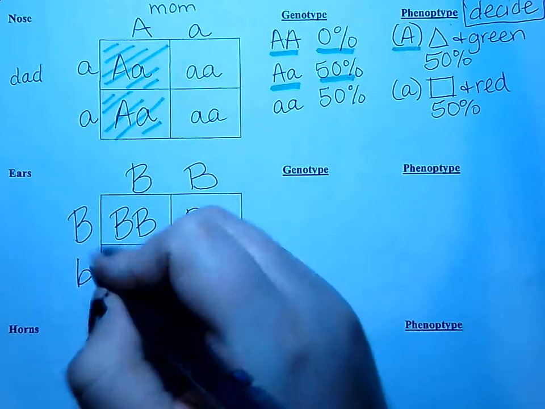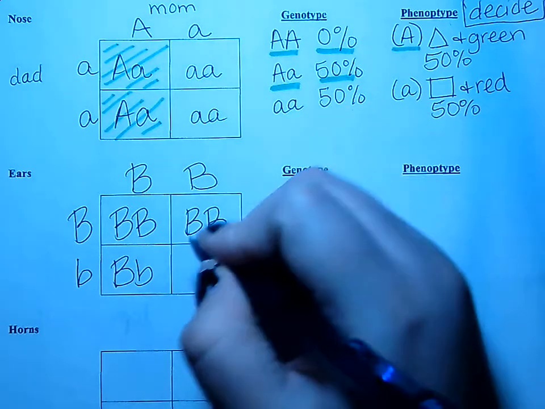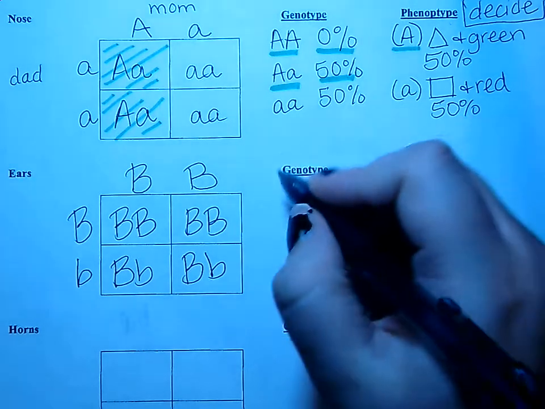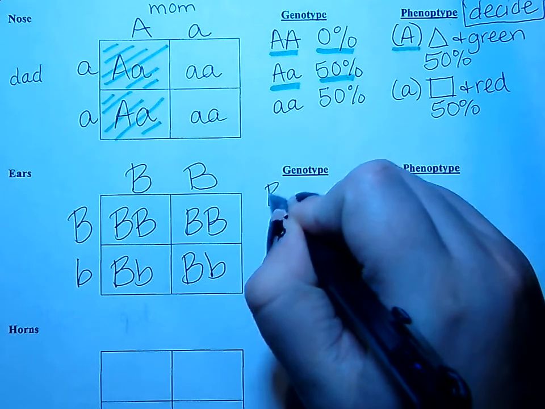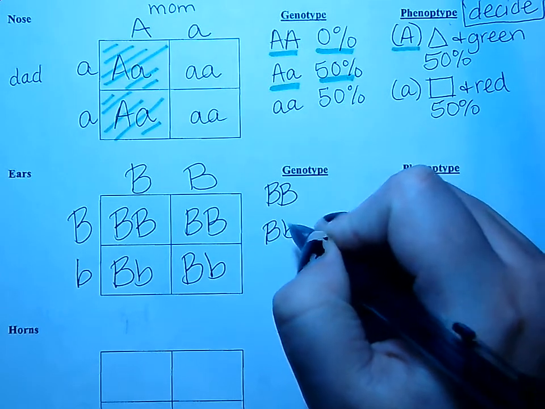Big, big. Big, little. Big, little. For the genotypes, remember we list all the possibilities with that letter. So big, big. Big, little. Little, little.